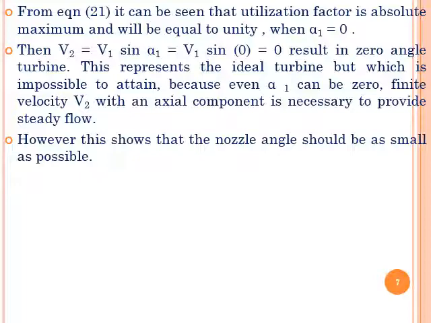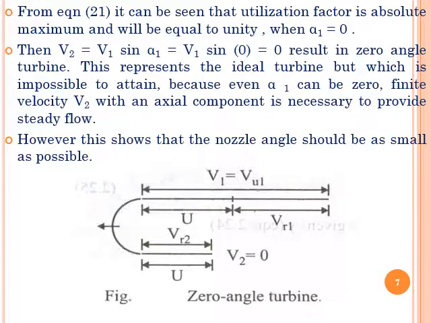If you take any type of turbine, the axial velocity should be minimum in order to get the maximum utilization factor, and it should have a very small angle.